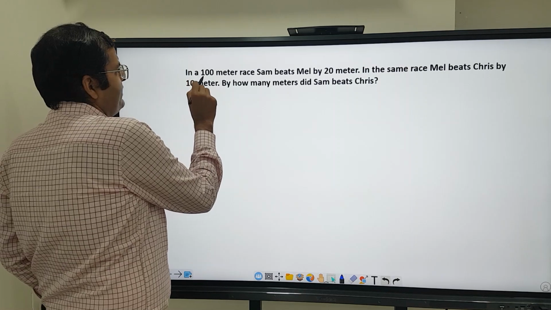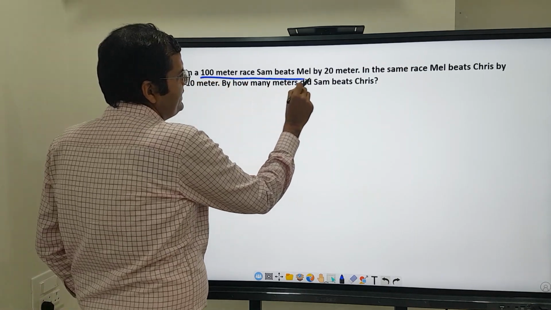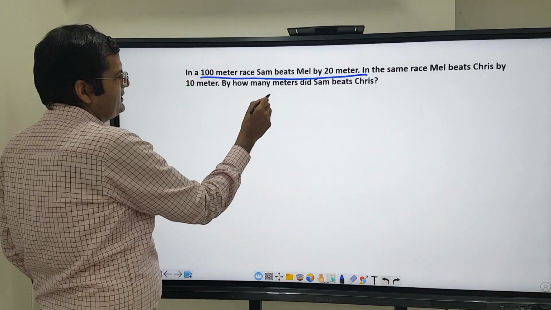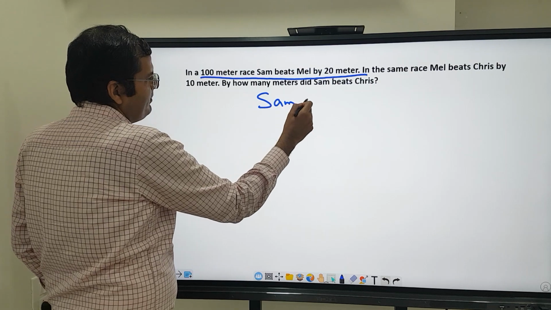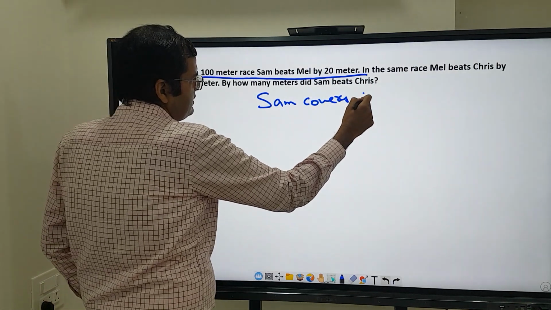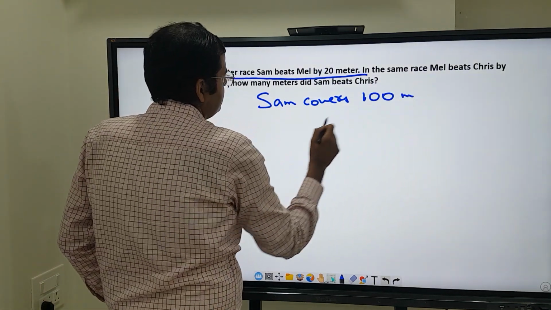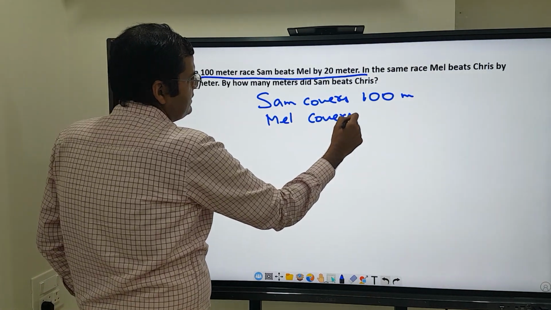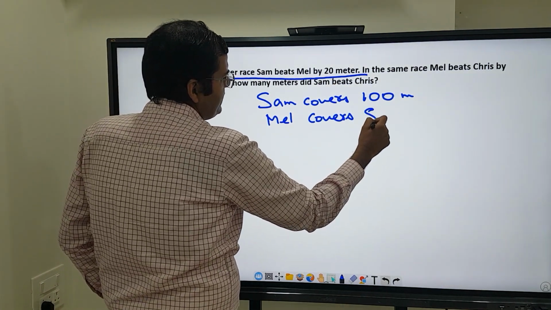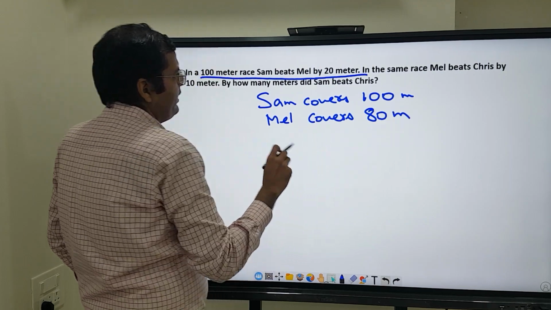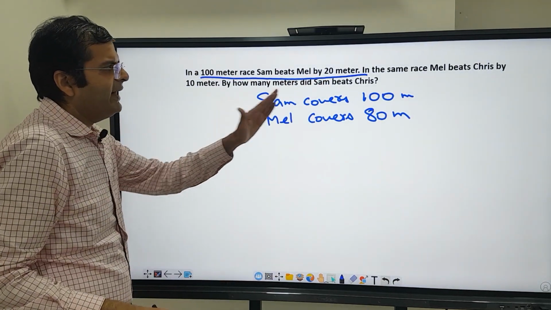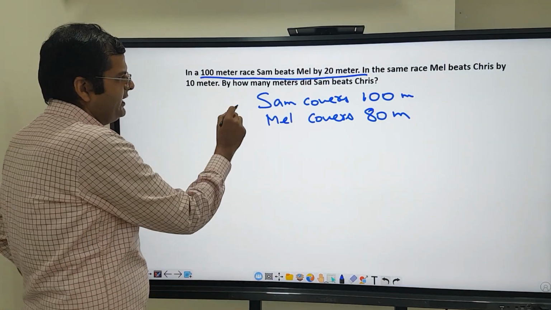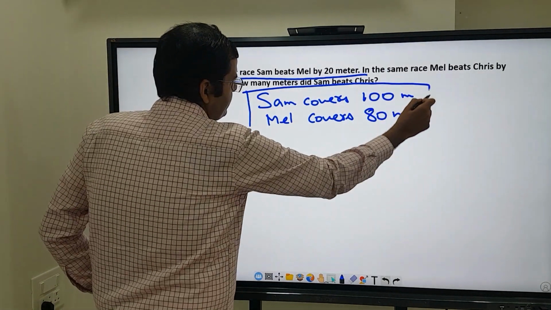So this statement, in the 100-meter race, Sam beats Mel by 20 meters, means that by the time Sam covers 100 meters, Mel covers 100 minus 20, which is 80 meters. That is why Sam beats Mel by 20 meters. So this statement means this thing. This is the first statement.